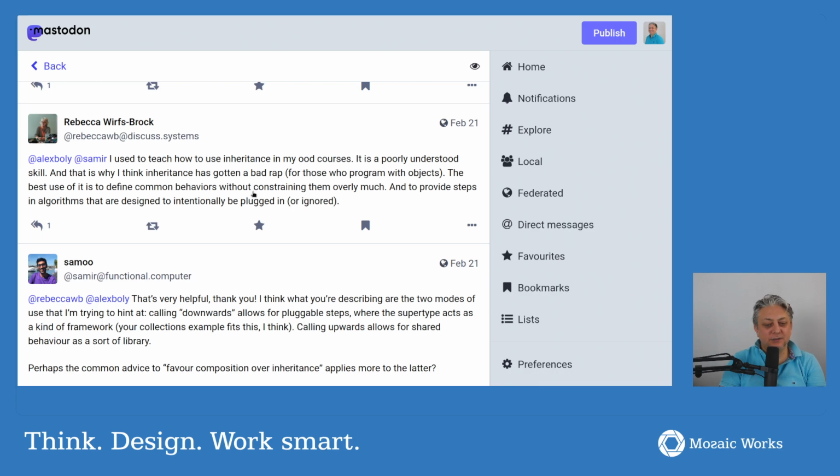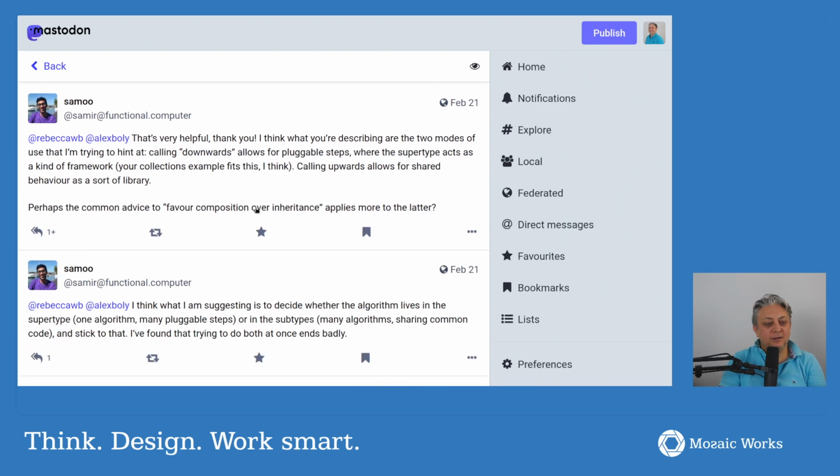So after these conversations, it was very interesting. For me, I already had my eyes opened about other possibilities for using inheritance. And the next answer is Samir. That's very helpful. I think what you are describing are the two modes of use that I'm trying to hint at. Calling downwards allows for pluggable steps where the supertype acts as a kind of framework. Calling upwards allows for shared behavior as a sort of library. Perhaps the common advice to favor composition over inheritance applies more to the latter.